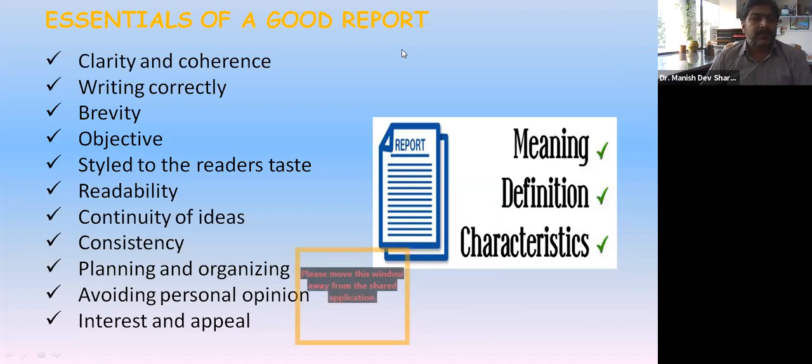Similarly, the objective and brevity of the report must be considered. You should not deviate from the target, you should not deviate from the purpose of doing that research. The objective must be clear: we have started from this point and our target is reached at this point. It must be styled to the reader's taste. It should not be boring, or use a specific language that may cause trouble to the readers. So it must be taken care that it is styled to the reader's taste.